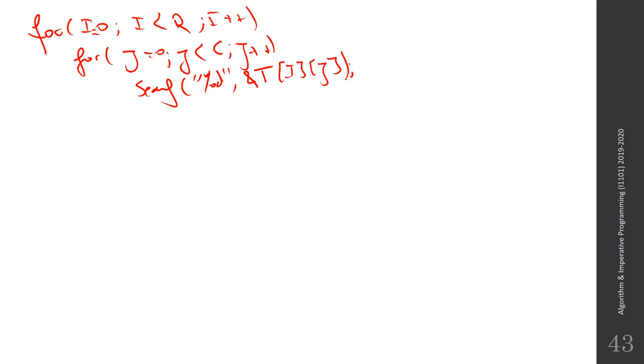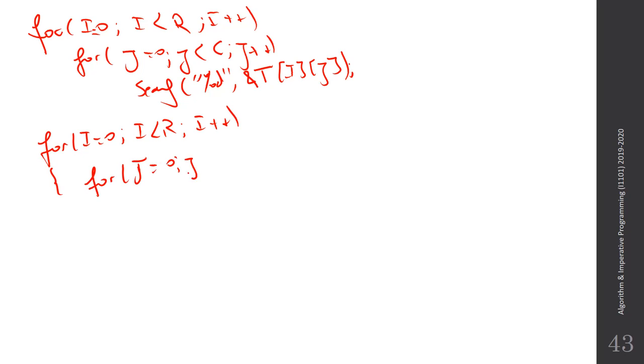Then I need to print the matrix, so it's the same for r, i less than r, i plus plus. So let me do the scanf. I will do the printf here. So for here I will use for j equal to 0, j less than c, j plus plus. So I will printf percentage d, a of i j.